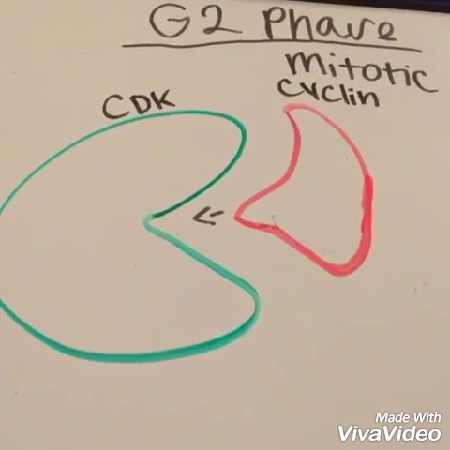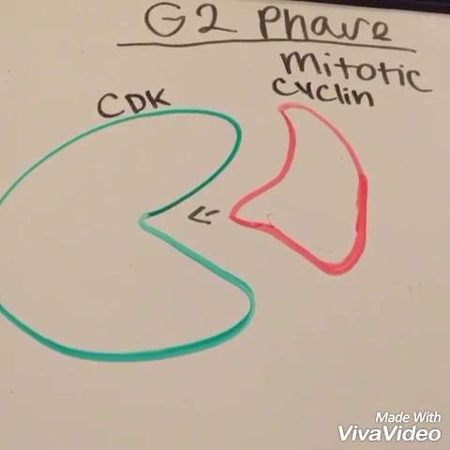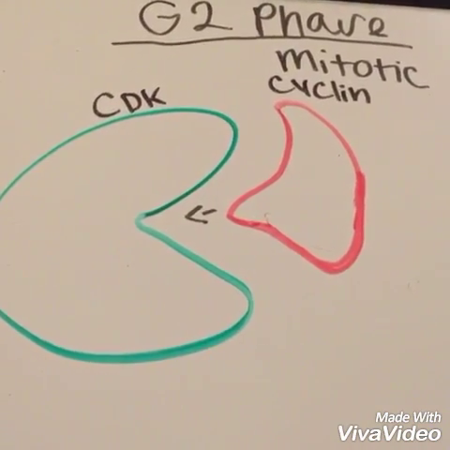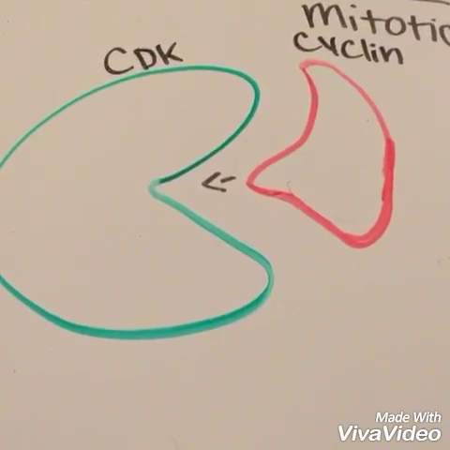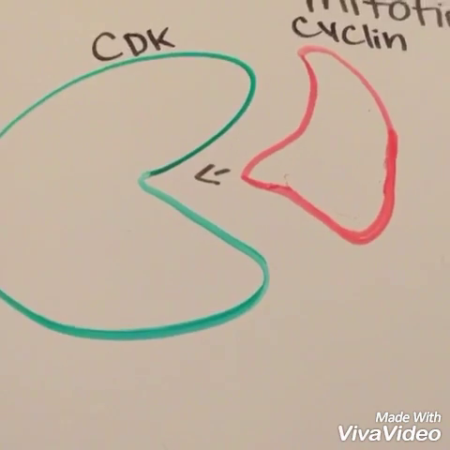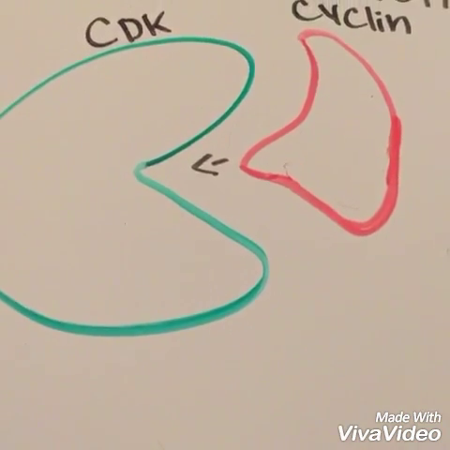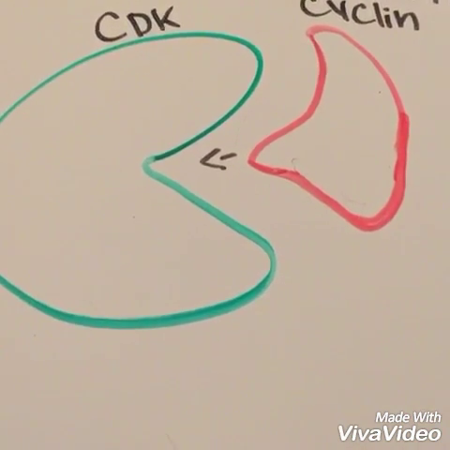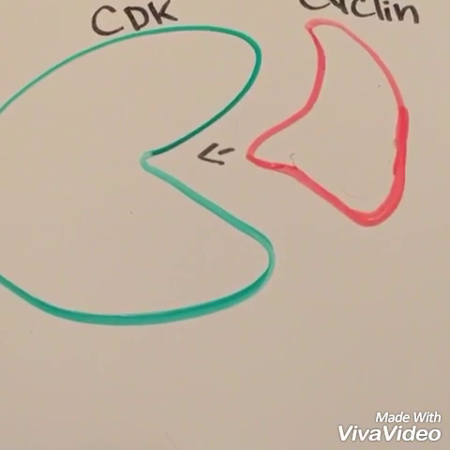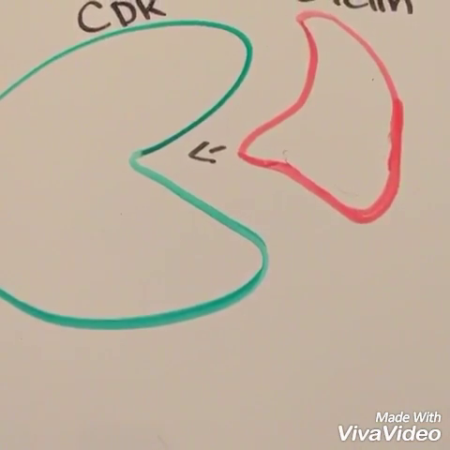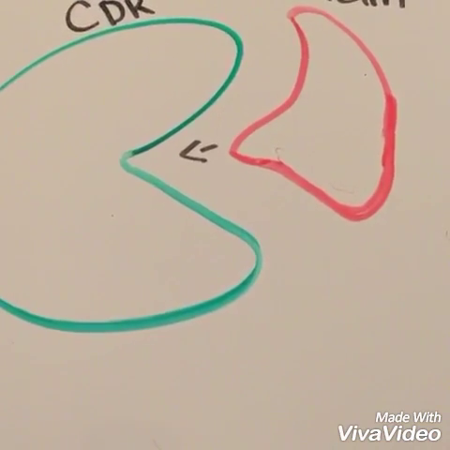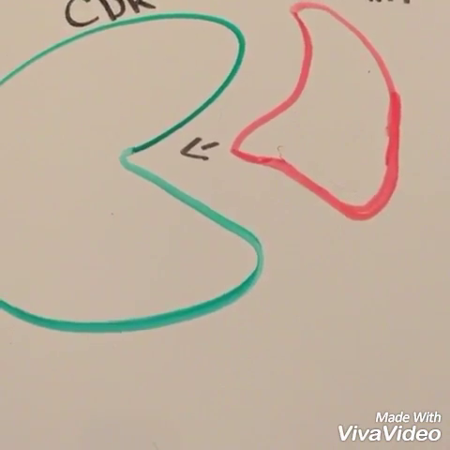When mitotic cyclin binds to CDKs in the G2 phase, the resulting complex is known as mitosis promoting factor, or MPF. This acts as the signal for the G2 cell to enter mitosis. Once the mitotic cyclin degrades, MPF is inactivated and the cell exits mitosis by dividing and re-entering G1.